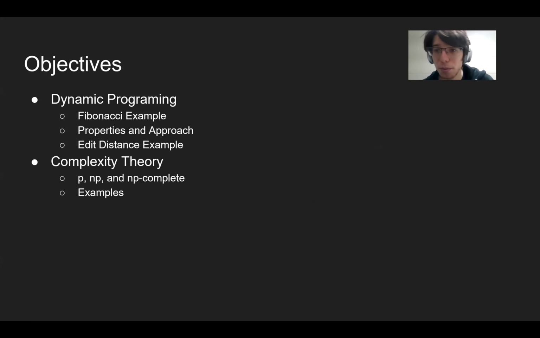So for dynamic programming, we're going to go over a Fibonacci example. We're kind of going to get a sense of what dynamic programming is. And then we're going to talk about some properties of dynamic programming and approaches you can take for it. And then we'll go over different examples as well. Then we're going to go over complexity theory. So we're going to go over P and NP and NP-complete and some examples on those.